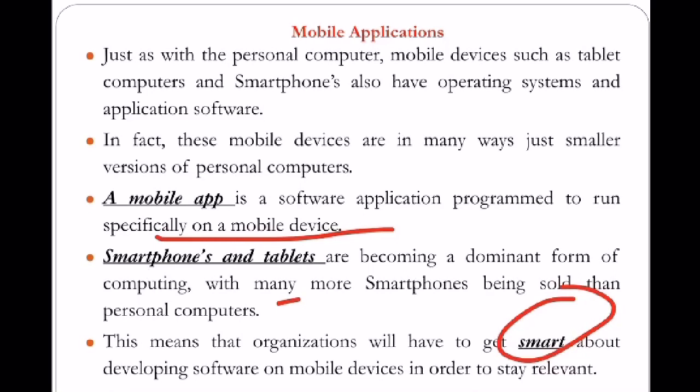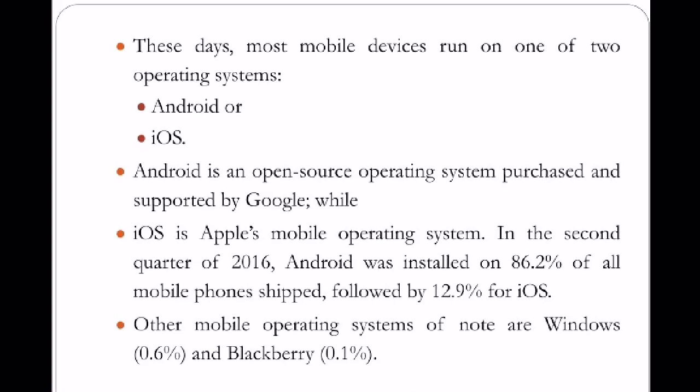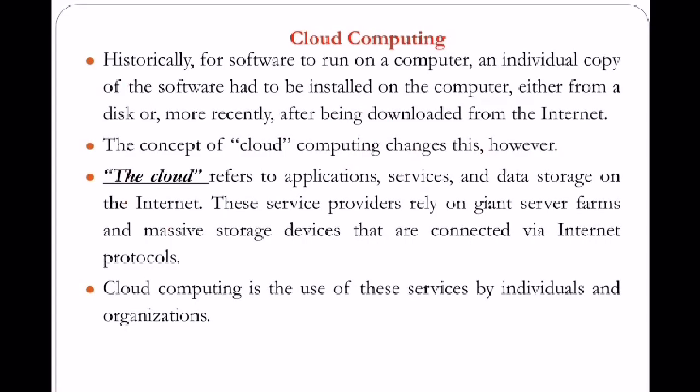Organizations or businesses also should develop applications specifically to run as mobile applications. So these days we have two types of dominant operating systems: the Android operating system and the iOS operating system. Android is an open source operating system, and the most dominant is the Android operating system. Then we have cloud computing.